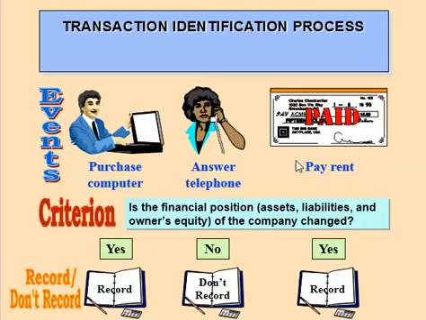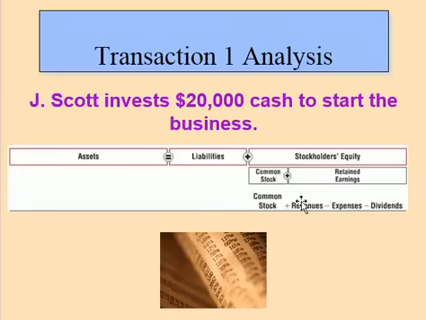Here's another example. If we pay rent, is that something that's recordable? And yes, it is, because the company's equity, rent expense, is going to change, or ultimately their equity, and then their asset, cash, is going to go down. So we're going to do about 10 or so more of these, and let's see what happens again in terms of this basic accounting equation.